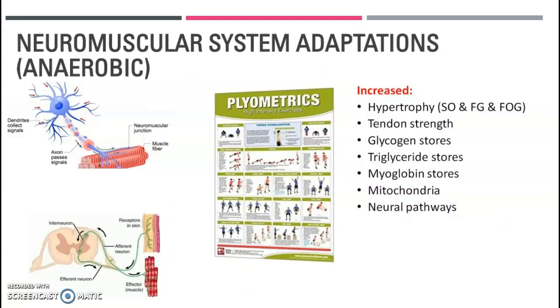Now talking about neuromuscular system adaptations in anaerobic exercise. Hypertrophy is an increase and growth of the muscle cells and an increase in muscular size achieved through exercise. The most common way to improve strength is through lifting weights. There are two types of hypertrophy which train muscles for different functions.